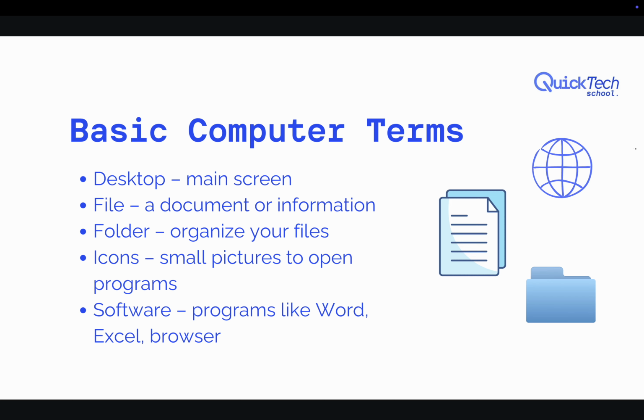Now, for other important things, some basic computer terms that you are going to be hearing about. Desktop. Desktop, like I said, is the main screen. It's just where you see everything that you are doing within your computer, you see it from the desktop. Then you have files. Files look like this. This is a file icon like this. So when you open your device, it either looks like this or a variation of this. This is called a file. It is a document or information.